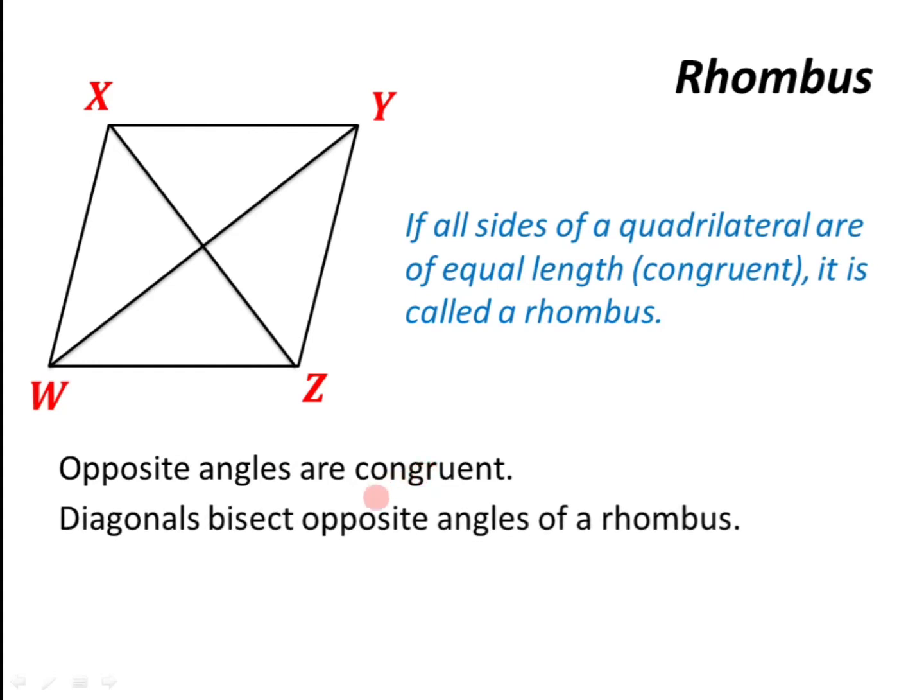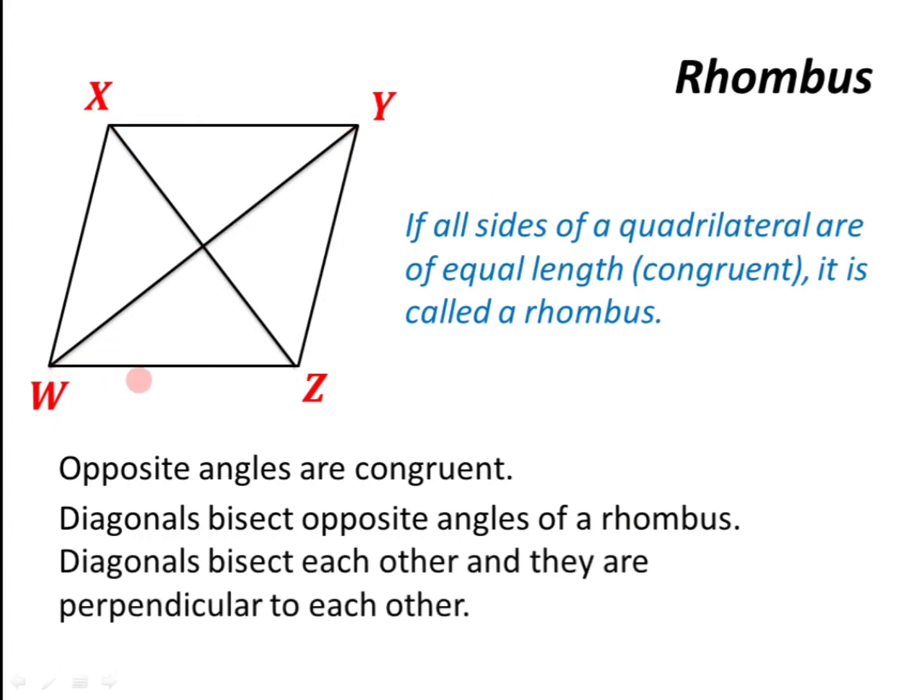Then the second property is about diagonals. Diagonals of a rhombus bisect opposite angles of a rhombus. So this is the same property as that of a square. So here also diagonal XZ and diagonal YW bisect the opposite angles. The third property is again about the diagonals of a rhombus. Diagonals bisect each other and they are perpendicular to each other. That means diagonals of a rhombus are perpendicular bisectors of each other.